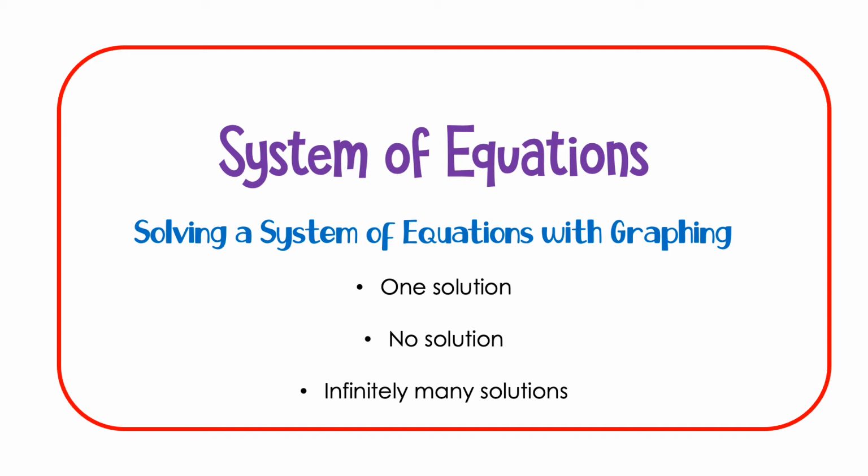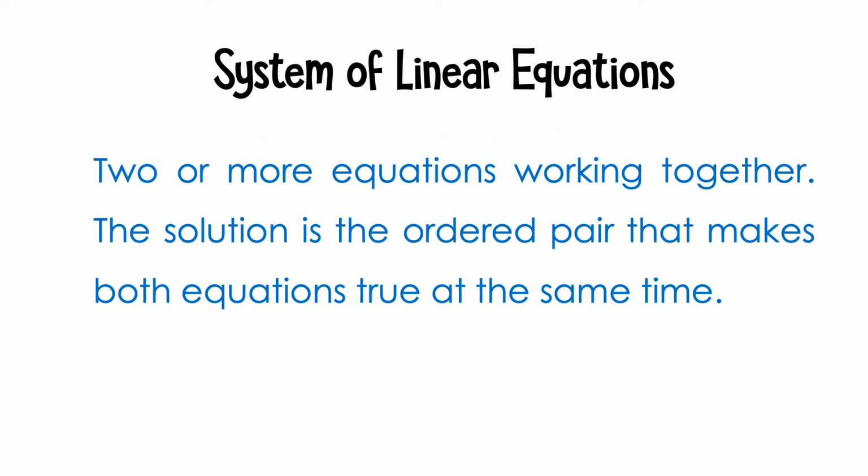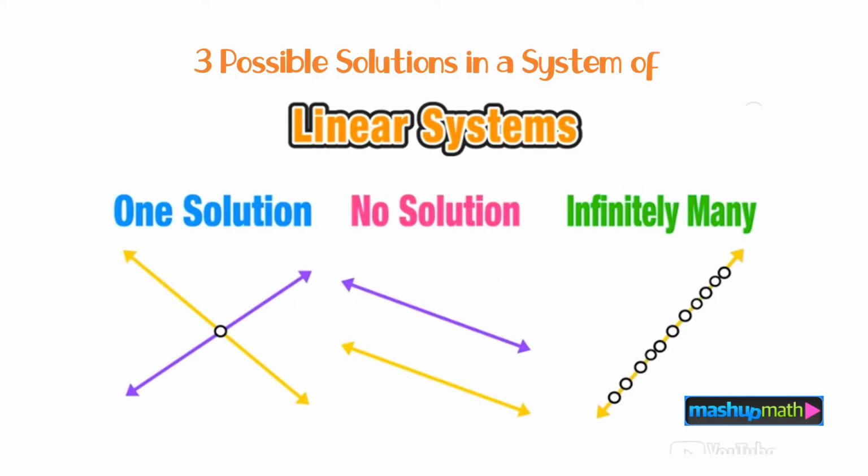Today's lesson is on systems of equations, solving a system of equations with graphing. We'll be looking at how when we solve a system of equations, we can have one solution, no solution, or infinitely many solutions. The definition for a system of linear equations is two or more equations that work together. The solution of the two equations is the ordered pair that makes both equations true at the same time.